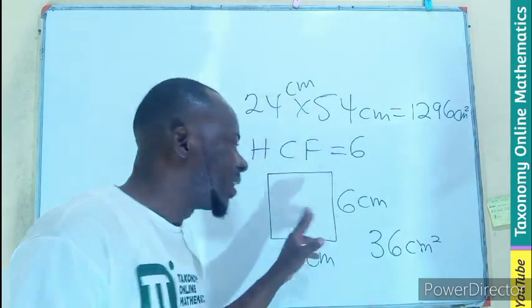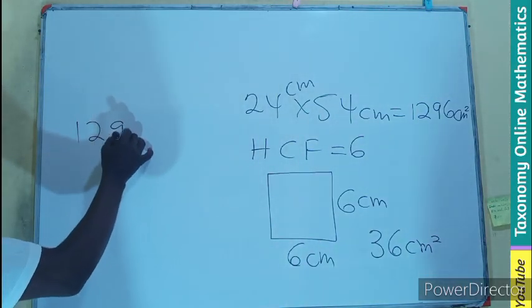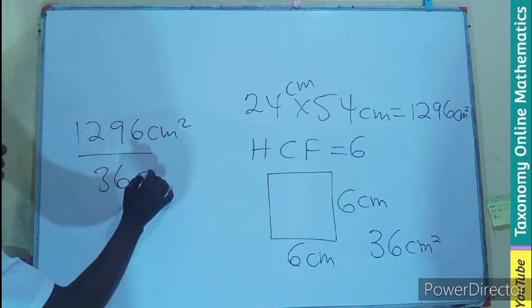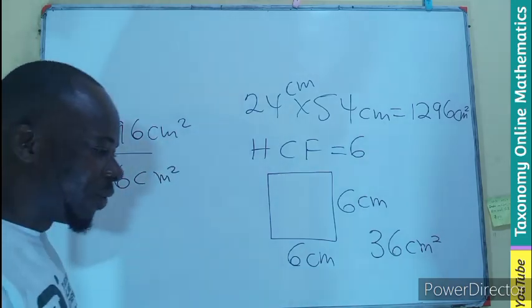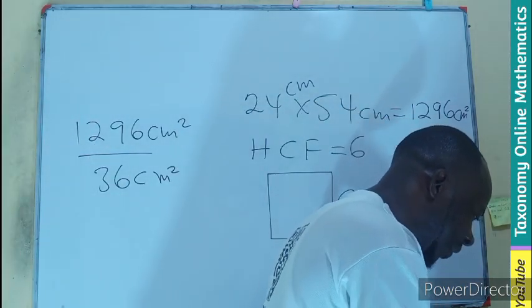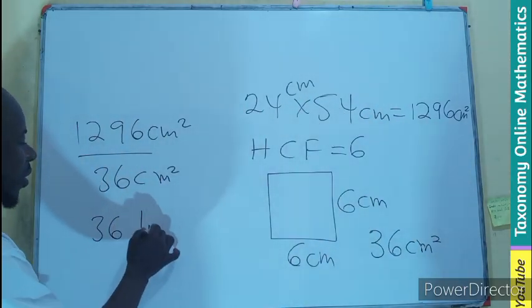So how many of these tiles will I buy? Simply put, I will have my 1296 centimeter square divided by 36 centimeter square. So if you put that on your calculator, 1296 divided by 36, that will give you what? 36 times.